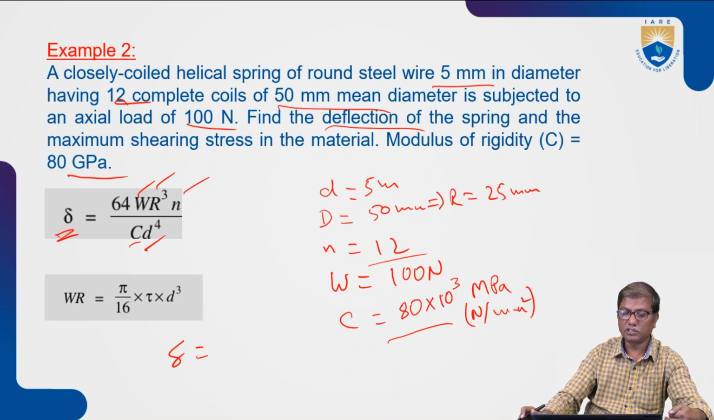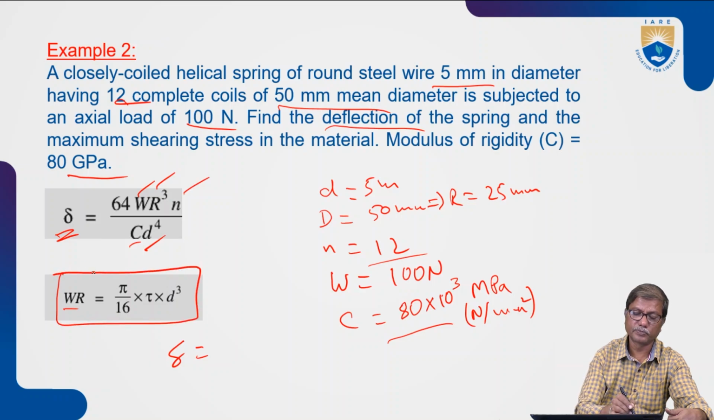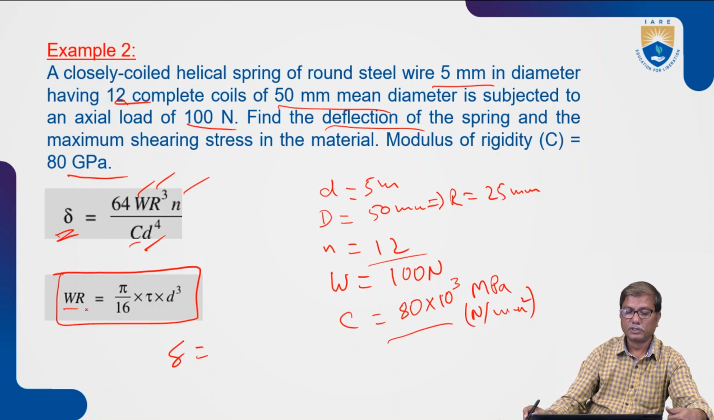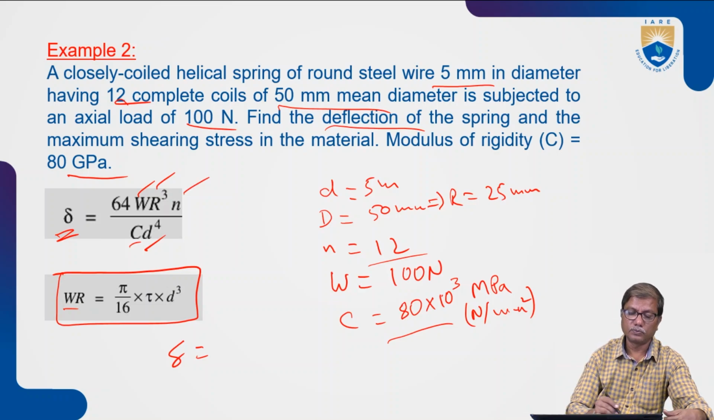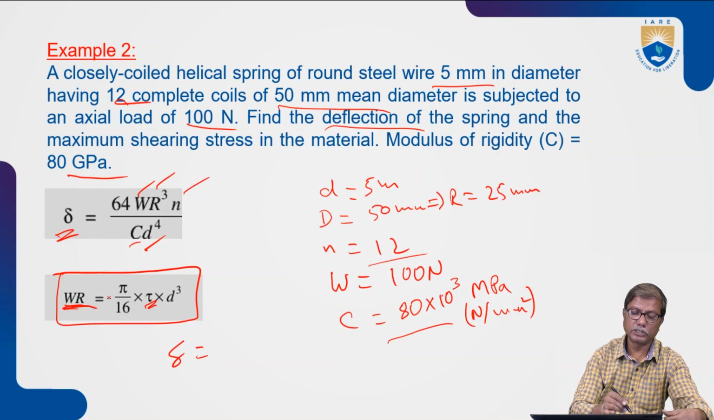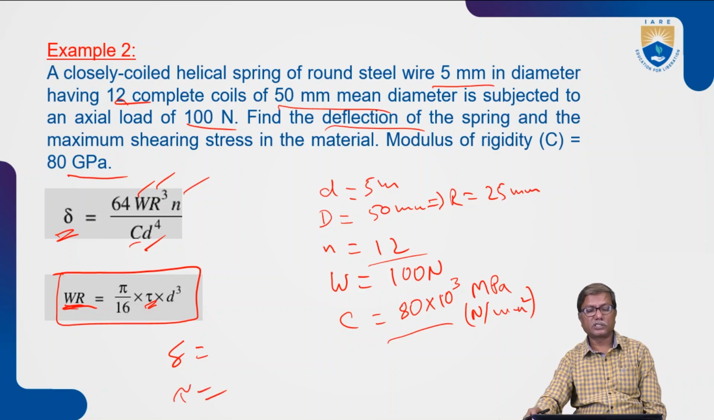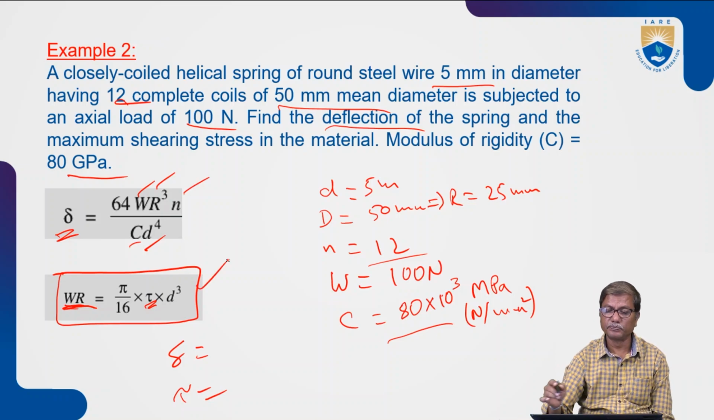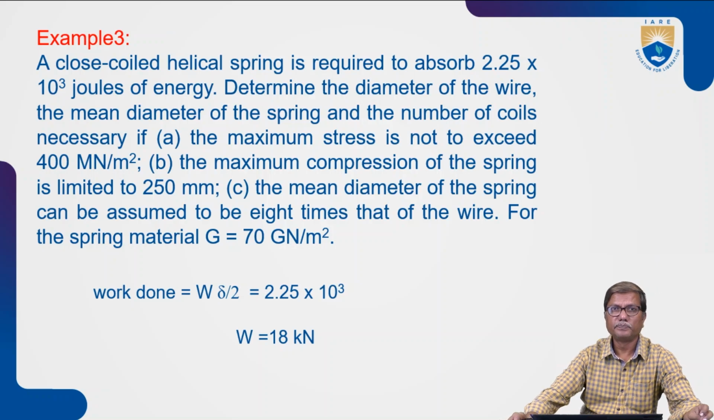And maximum shearing stress we require now. Maximum shearing stress is found by this relation. So pi d cube by 16 into tau, this is the shear stress, is equal to W into R. So here all the details are known. We can calculate the shear stress tau from this equation. Okay. Let us see another example.